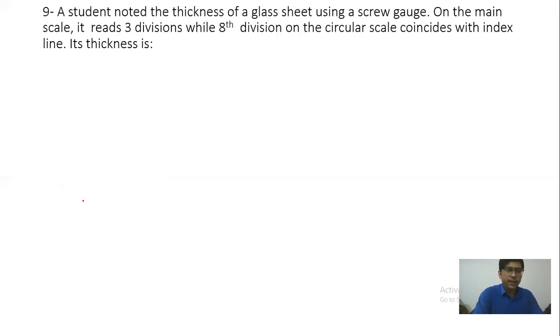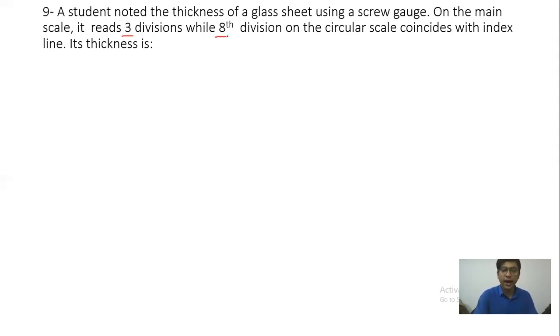Okay. Now we have to read this question. MCQ number 9 is: a student noted the thickness of a glass sheet using a screw gauge. What is he doing? He's using a screw gauge, and he's measuring the thickness of a glass sheet. Now, on the main scale, it reads 3 divisions, while 8 divisions on the circular scale coincide with the index line. Its thickness is? Now, when we talk about a screw gauge, there are two values. One is its main scale reading, and the other is the circular reading. They say it reads 3 divisions on the main scale and 8 on the circular scale.